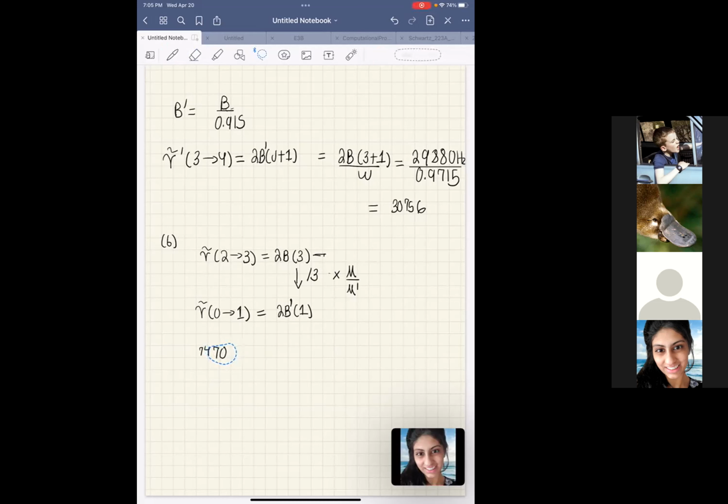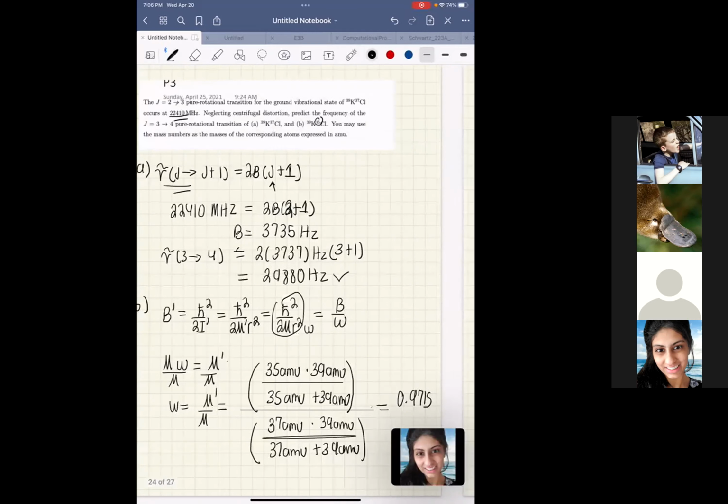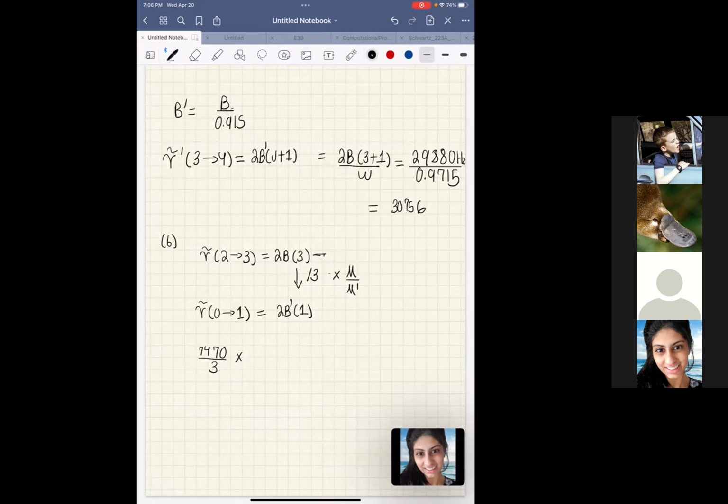So divide by 3, then multiply by the reduced mass, which is... Why did you divide that by 3? Can't we just use the B value that they gave us, 3735? Okay, I just want to go to like this here. Since we know that this is multiplied by 1, I want to turn this 3 into a 1, and I want to turn this B into a B prime.